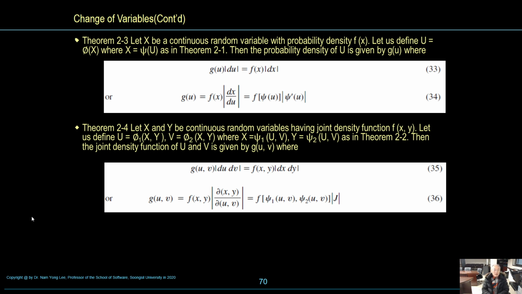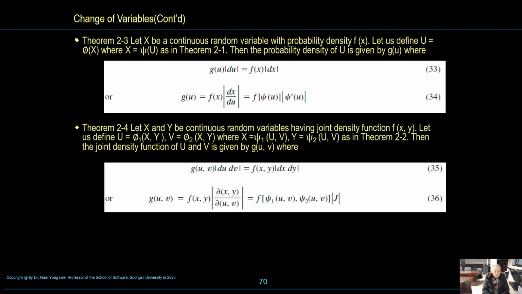Theorem 2-3. Let X be a continuous random variable with probability density f(x). Let us define U = φ(X), where X = ψ(U) as in Theorem 2-1. Then the probability density of U is given by g(u), where g(u)|du| = f(x)|dx|.